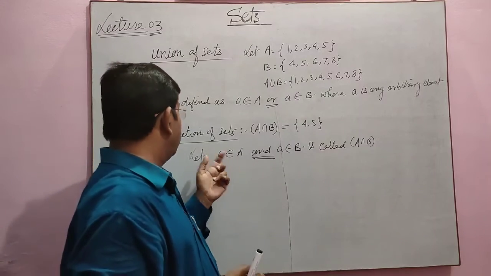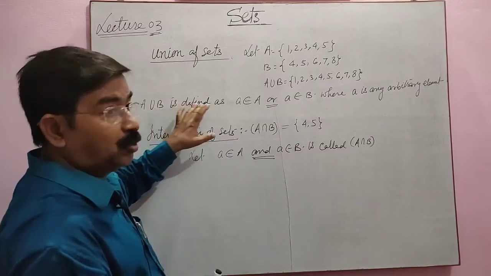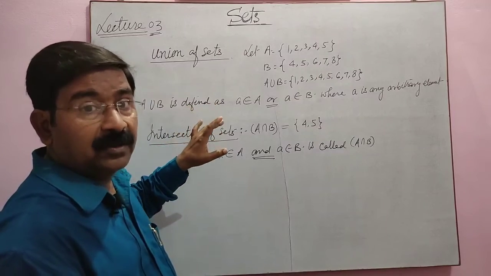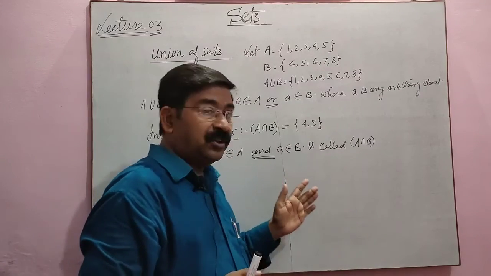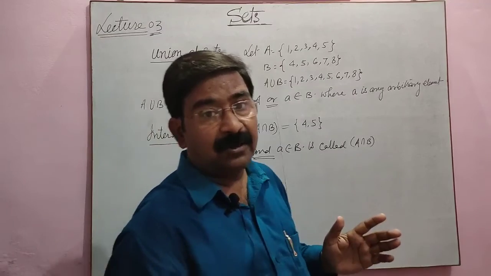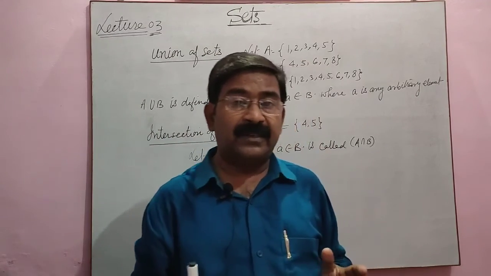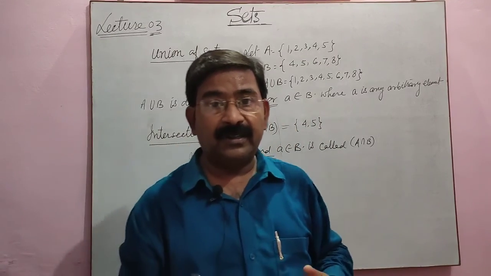So we have intersection and union, two things. Now it is enough for today's lecture. In the next lecture we shall see some Venn diagrams and some more important things. Okay, thank you very much.